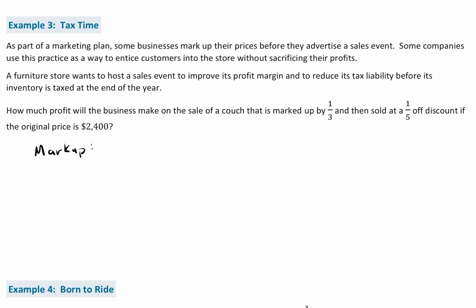So we have the original price, which was $2,400, and we have been told that they've marked it up by 1/3. So we can add to it 1/3 of that original price, which was $2,400. So we'll do that: $2,400 plus $800. We add those two numbers together, we get $3,200. Okay, so there's our markup.